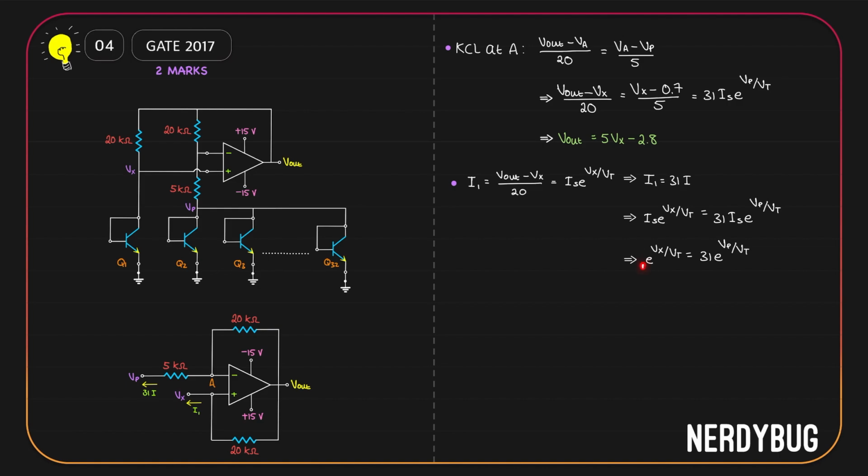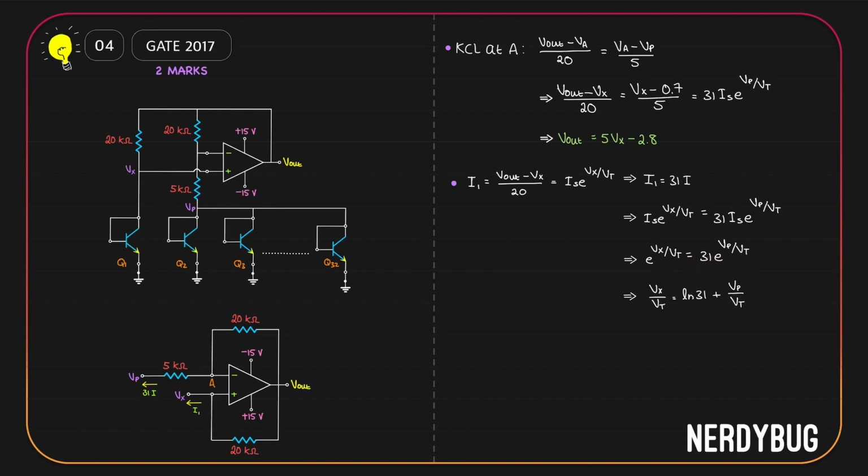If you take log of e to the power Vx by Vt, you will simply get Vx by Vt. How about if you take log of 31 times e to the power Vp by Vt? See, log of x multiplied by y is log of x plus log of y. So log of 31 multiplied by e raised to Vp by Vt is log of 31 plus log of e to the power Vp by Vt. And log of e to the power Vp by Vt is simply Vp by Vt.